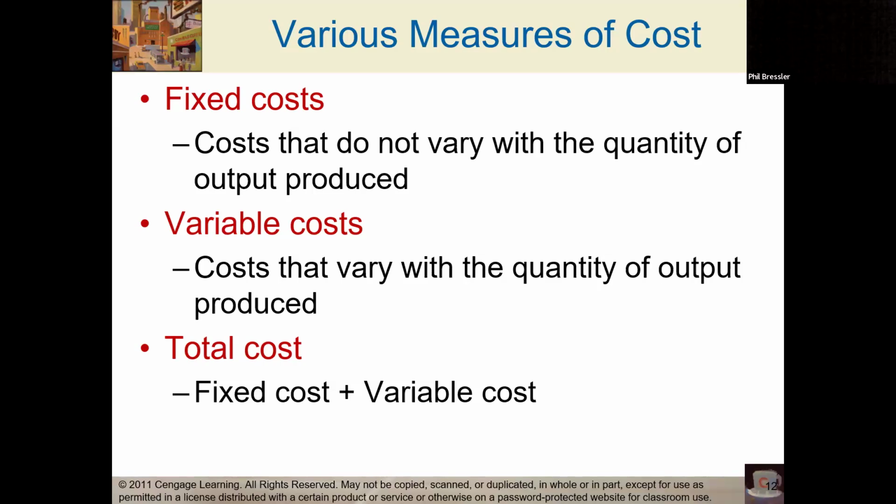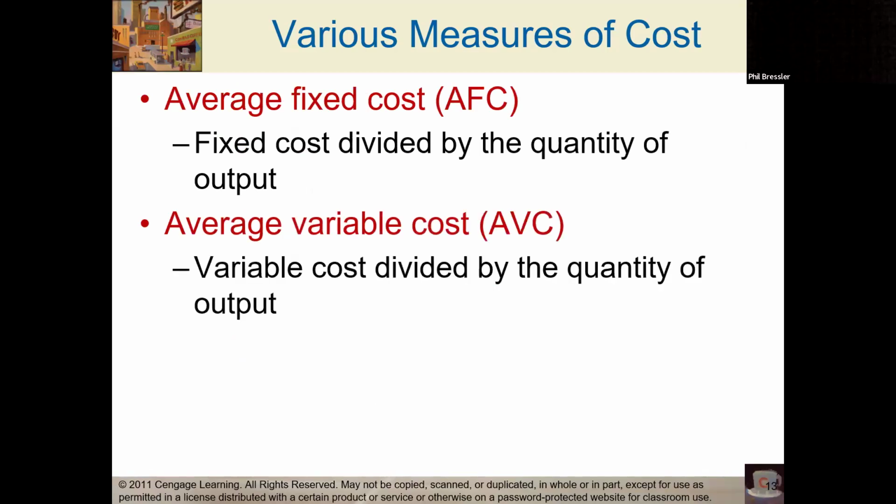And then total cost is fixed plus variable cost. We kind of went over these today in class a little. Now, how do I find the averages of these? Fixed cost divided by quantity of output. Variable cost divided by quantity of output. I'm trying to get that back up there. I'll give you a second.